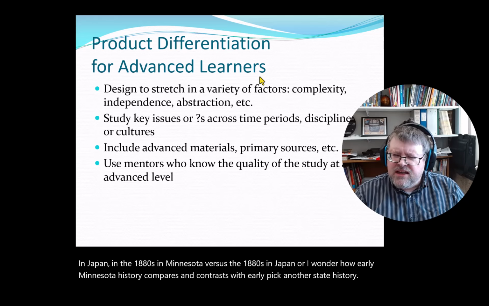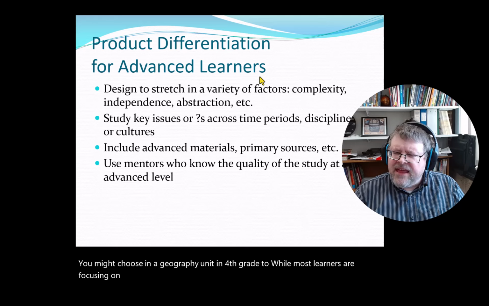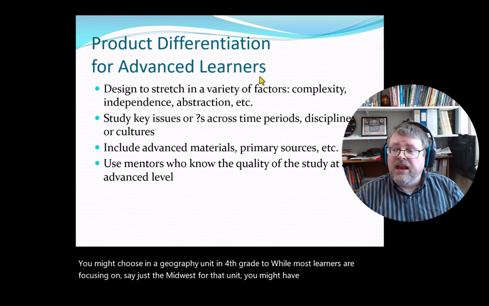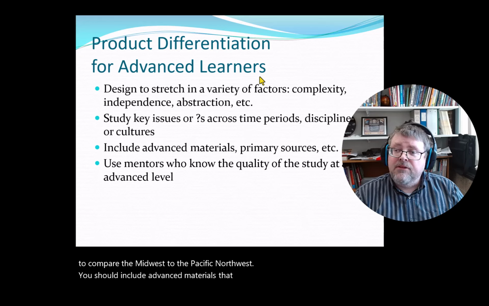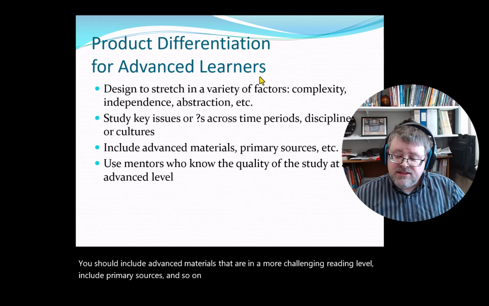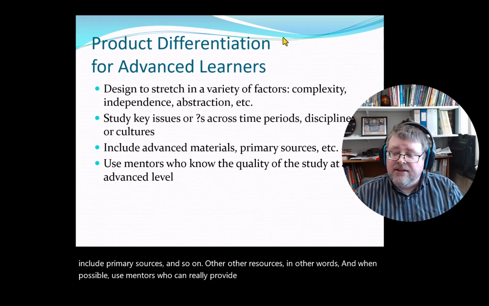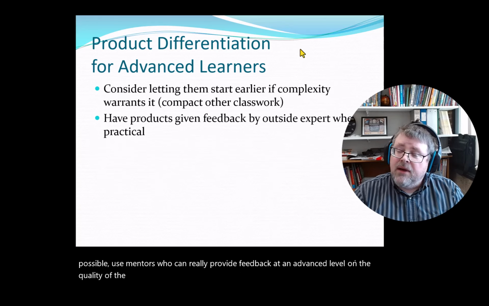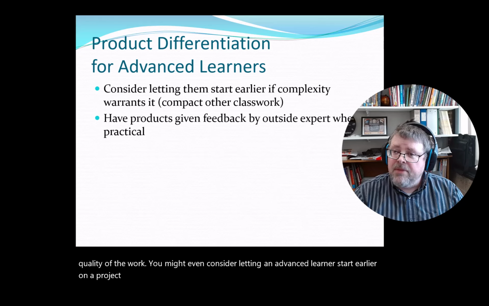You might choose, in a geography unit in fourth grade, while most learners are focusing on, say, just the Midwest for that unit, to have learners who you want to compare the Midwest to the Pacific Northwest. You should include advanced materials that are at a more challenging reading level, include primary sources, and other resources, in other words. When possible, use mentors who can really provide feedback at an advanced level on the quality of the work. You might even consider letting advanced learners start earlier on a project if the complexity warrants it and compact their other classwork.